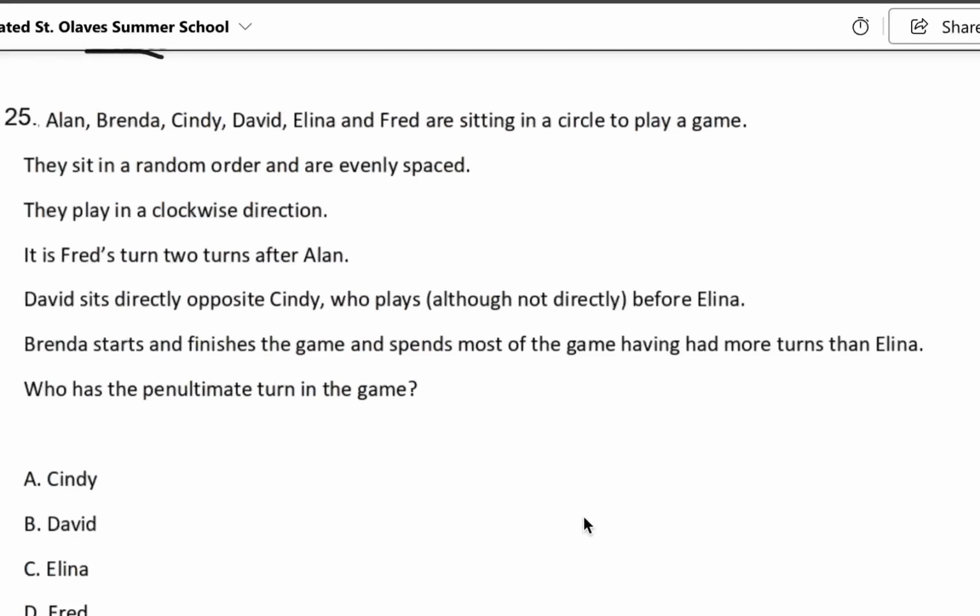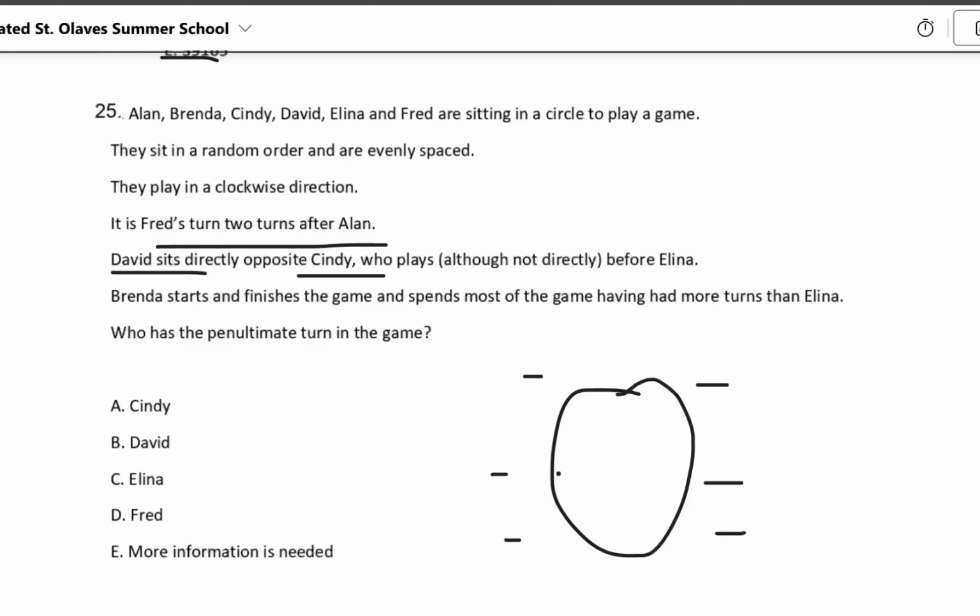For 25, we're going to draw a diagram. We have our diagram drawn. We are going to start off as position 1, where with B, since Brenda plays first and last. And so if we know that Fred has to be 2 spaces after Alan, not spaces, but 2 turns. So we have to put Alan somewhere between here and there. But we're going to put him over here because once we put in 1 turn, then 2 turns, then Fred, then we have space to put Cindy and David here.